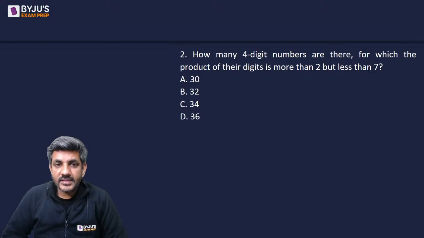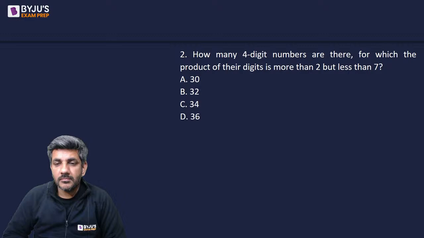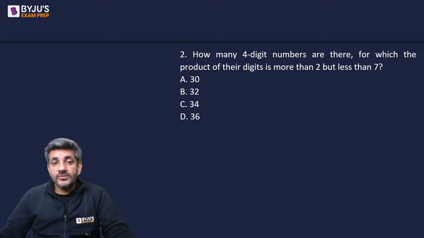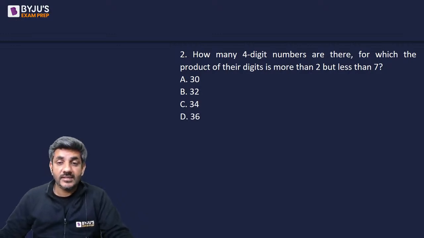How many four-digit numbers are there for which the product of their digits is more than 2 but less than 7? Let us start discussing it then. So कितने चार डिजिट के नंबर हैं जिनका प्रोडक्ट 2 से ज्यादा और 7 से कम है?